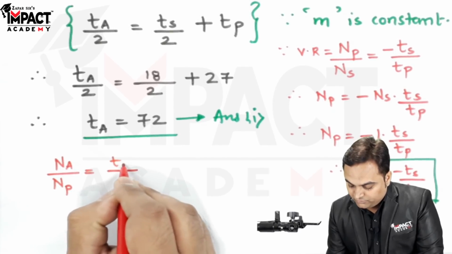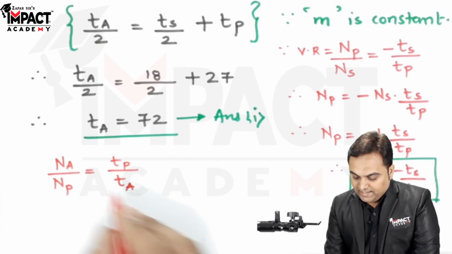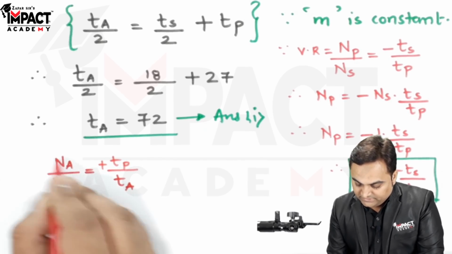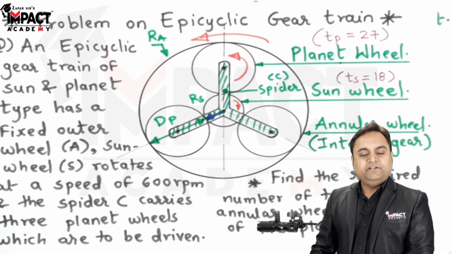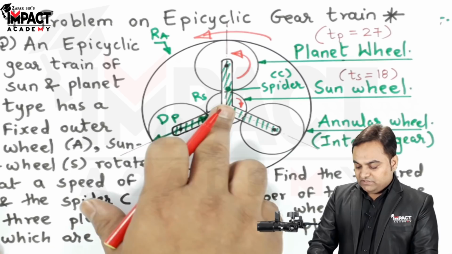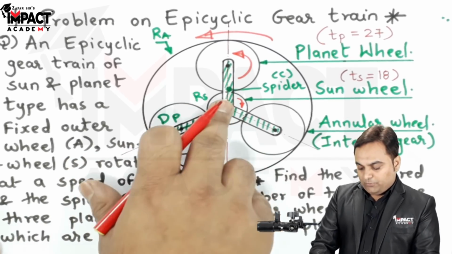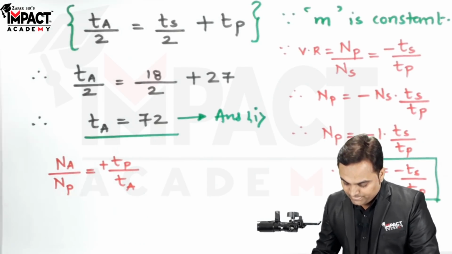So here we have number of teeth on planet upon number of teeth on annular wheel. And why it is positive? Because of the nature of rotation, that is, since for internal gears the direction of rotation is same, that is why I have taken it as positive. And between the sun and the planet, since the direction of rotation is reverse or opposite, that is why we have to take a negative sign. So remember this point.